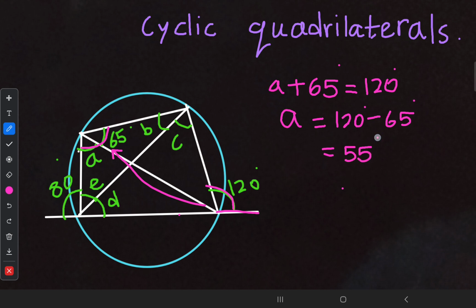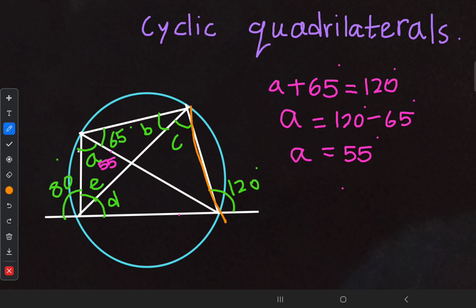Okay, A is 55 degrees. I'll indicate the magnitude of A here. We found our A as 55 degrees. Here you can see we studied one theorem in our grade 10.